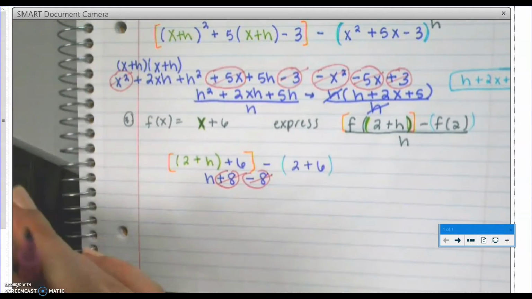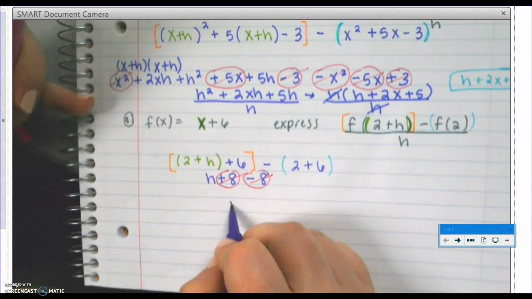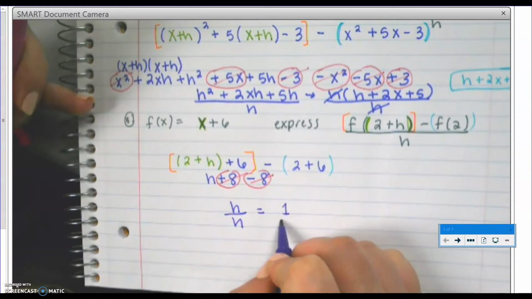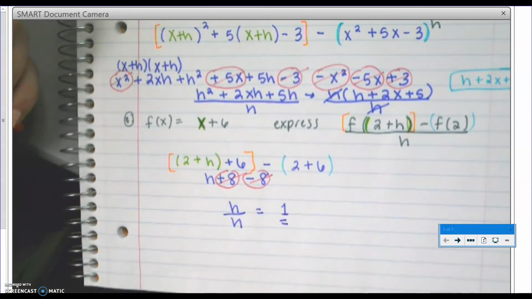So all I'm left with in the numerator is h. And when I divide that by h, anything divided by itself is 1. So that is my final answer for this.